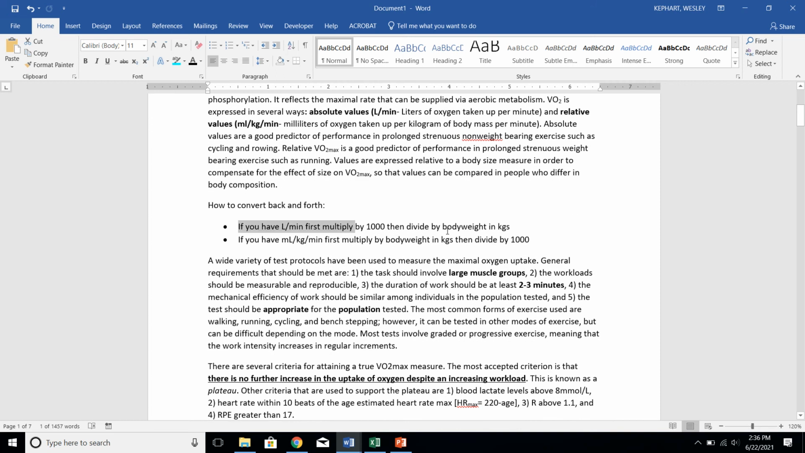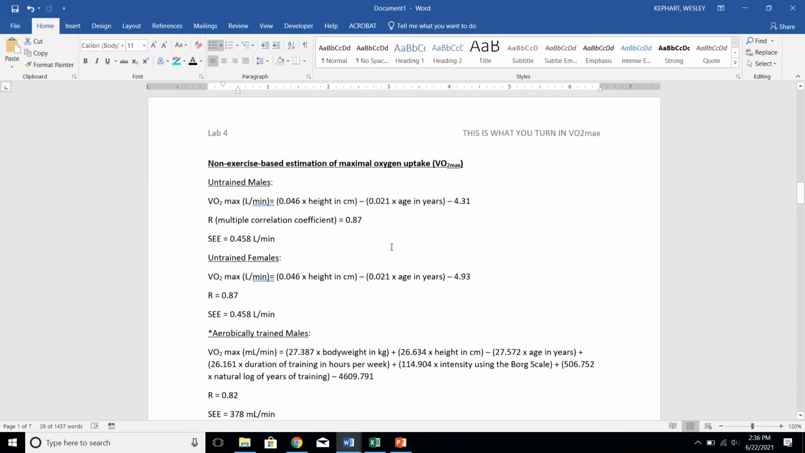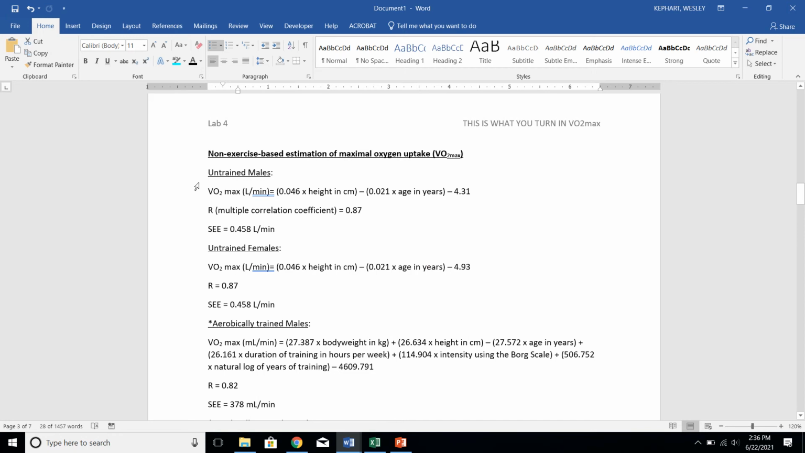So here, pretty simple. If you have liters per minute, or the absolute VO2, you multiply it by 1,000, then you divide by the body weight in kilograms. If you have it the other way around, which you really won't need to predict absolute VO2 very much, you would just take the relative VO2, multiply it by body weight in kilograms, then divide it by 1,000. So take note of that.